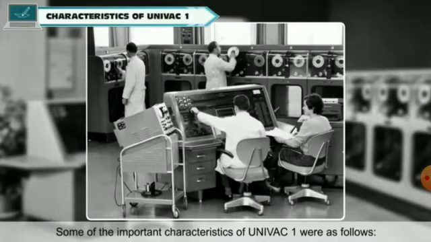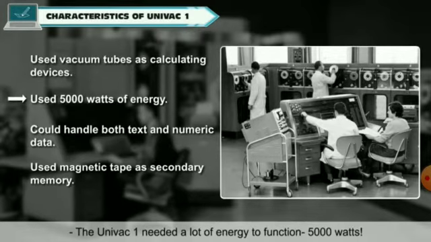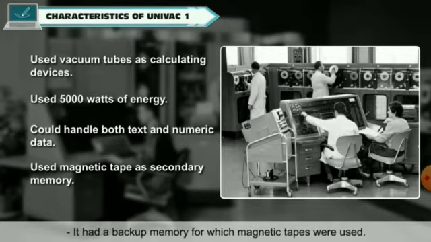Some of the important characteristics of UNIVAC 1 were as follows. The UNIVAC 1 used vacuum tubes as calculating devices. The UNIVAC 1 needed a lot of energy to function, 5,000 watts. It was able to handle not only numbers but text as well. It had a backup memory for which magnetic tapes were used.